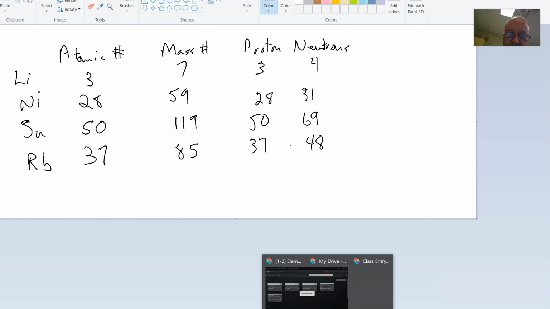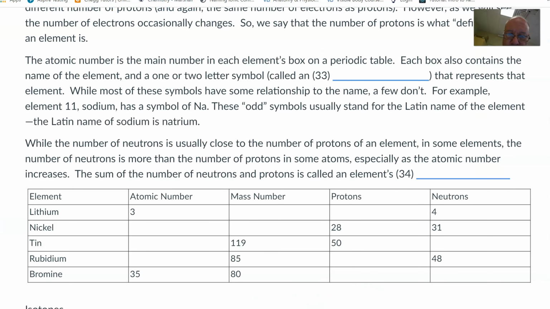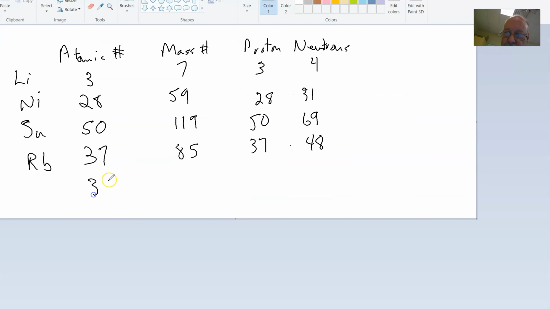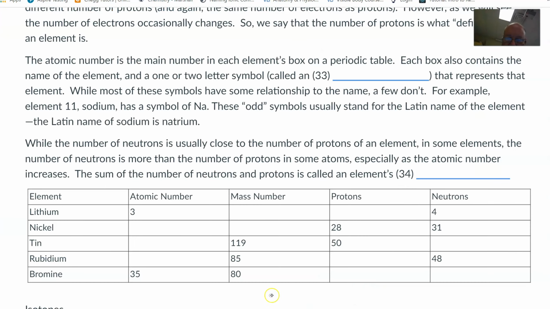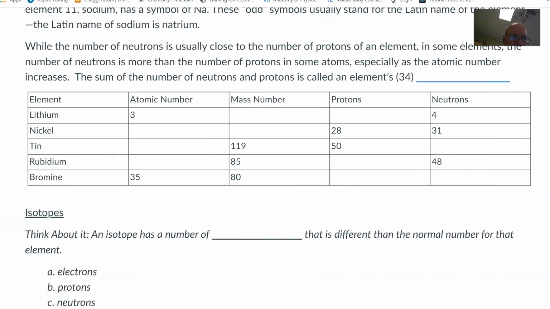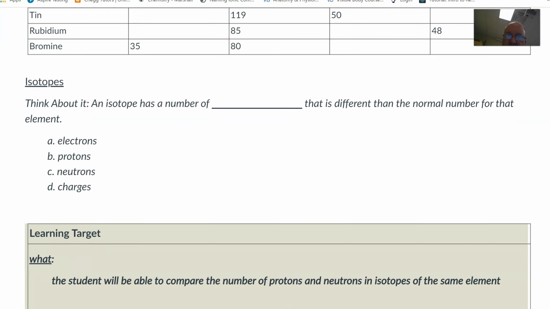And then finally, if I have bromine and an atomic number of 35 and a mass number of 80, okay, the number of protons is going to be 35, and the number of neutrons is going to be 80 minus 35, which is 45. So you need to be able to do these types of calculations for me. Okay? So we'll go back to the main presentation here. And you would want to fill that in on your sheet.